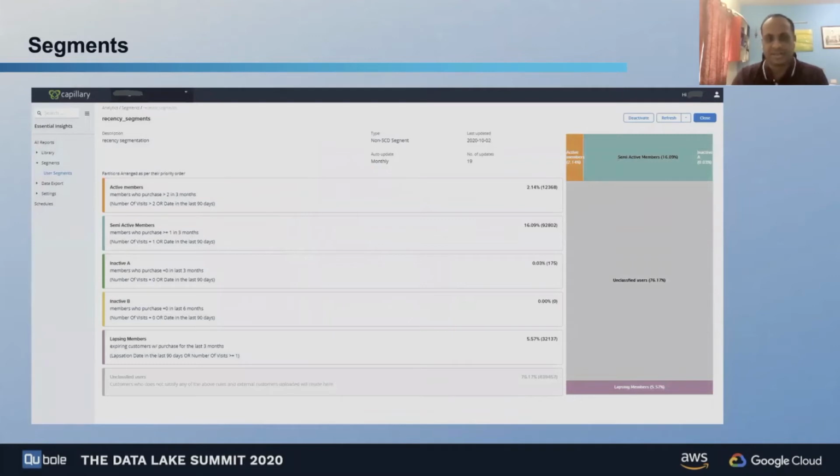Then the third product is Segments. You could divide the customers into various buckets. Again, those buckets are configurable. You could say, this is my active definition. This could be my semi-active definition. This is my inactive definition. This could be an active 2 definition. And this varies from tenant to tenant and vertical to vertical. You could write different rules to bucket and segment those customers out.